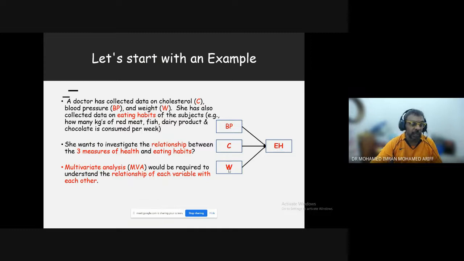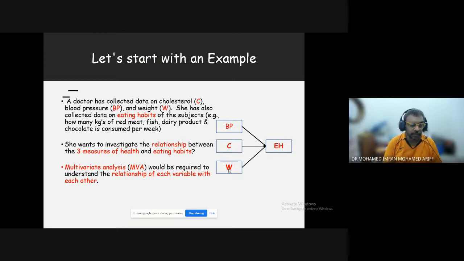Itu yang pertama. Yang kedua, we are also interested in the relationship between BP, between cholesterol, between weight, and we are also interested in the combination of this relationship. That means high BP, high cholesterol, high weight, would it be giving a high eating habit? Ataupun maybe there is another variable yang kita tertinggal. Mungkin BP ni tak seberapa, mungkin cholesterol ni tak seberapa, or mungkin weight ni tak seberapa.